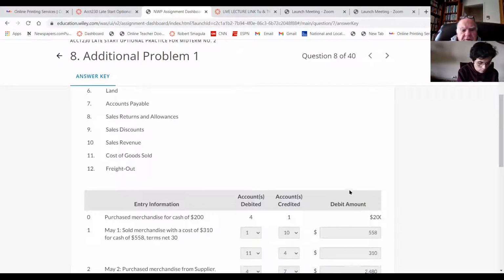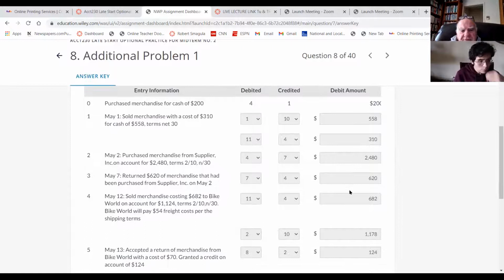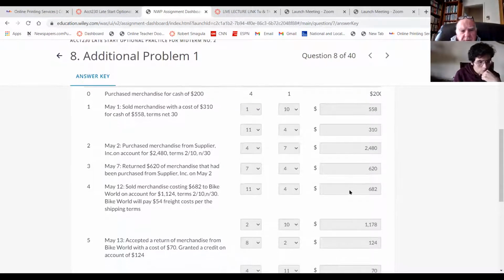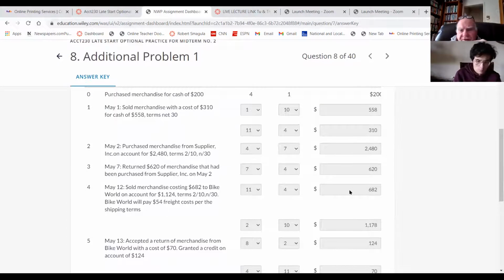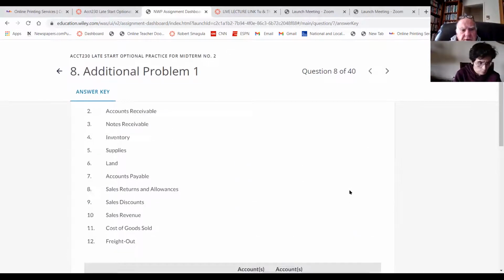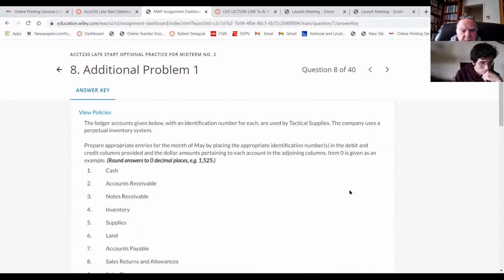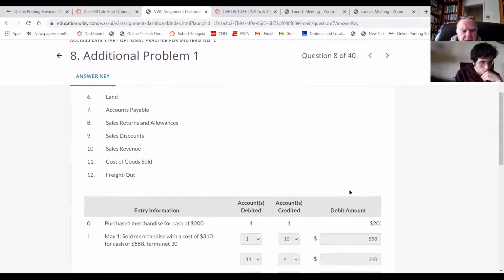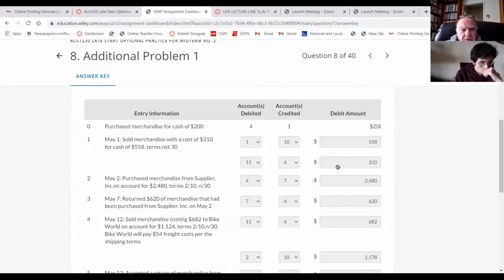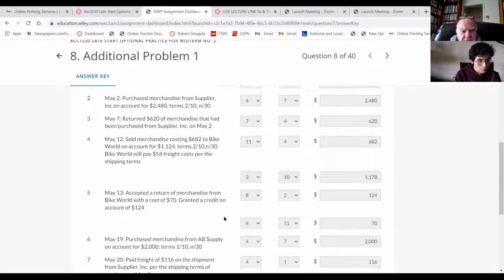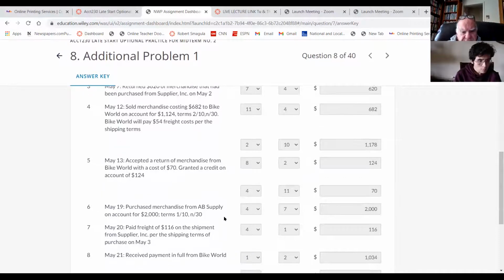Now this one here, I'm not going to go over in detail with you, but practice on this, okay? When you're doing this, you'll be able to see the answers eventually, right? Here they're asking you to do these journal entries. Prepare entries for the month, and they're giving you the different code numbers for them. Purchase merchandise for cash, sold merchandise with a cost. Here is a perpetual inventory system journal entry. You're recording the sale and the cost of goods sold at the same time. Purchased, returned. So I don't see anything in here that should throw you on this.